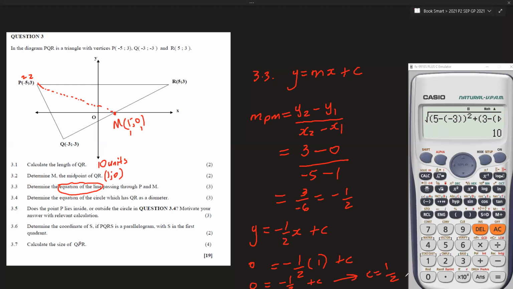Perfect. So now I'm going to say therefore, because I don't have space at the bottom, I'll just write it here. Y equals to negative half x plus half. So my answer is what? Y equals to negative half x plus half.